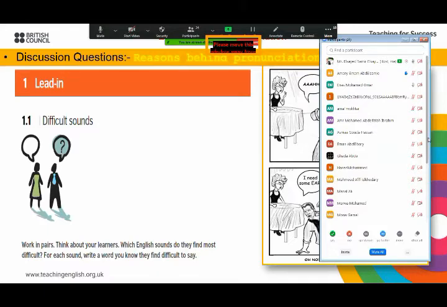Please write down your names in the chat box and try to change your names to your real name. There is someone who entered with his mobile phone name. So try to change it, please.